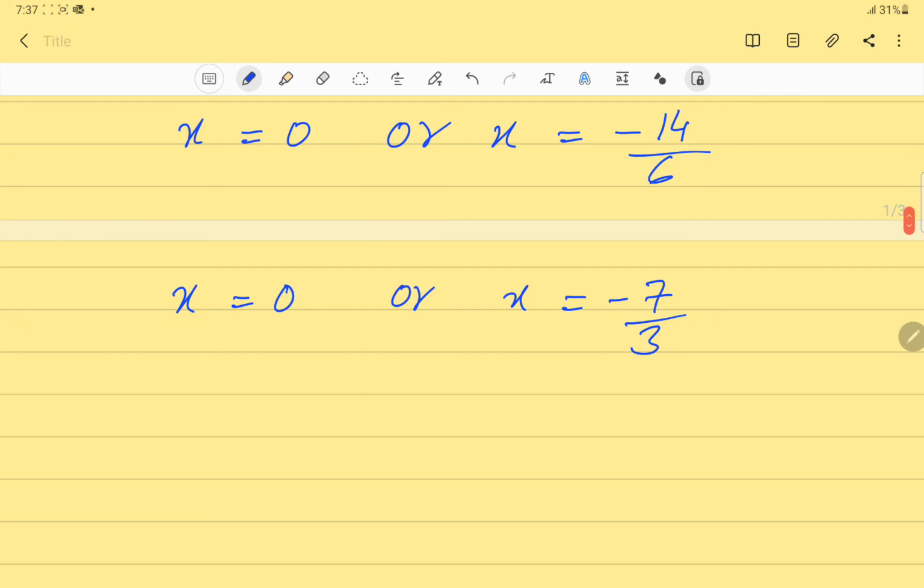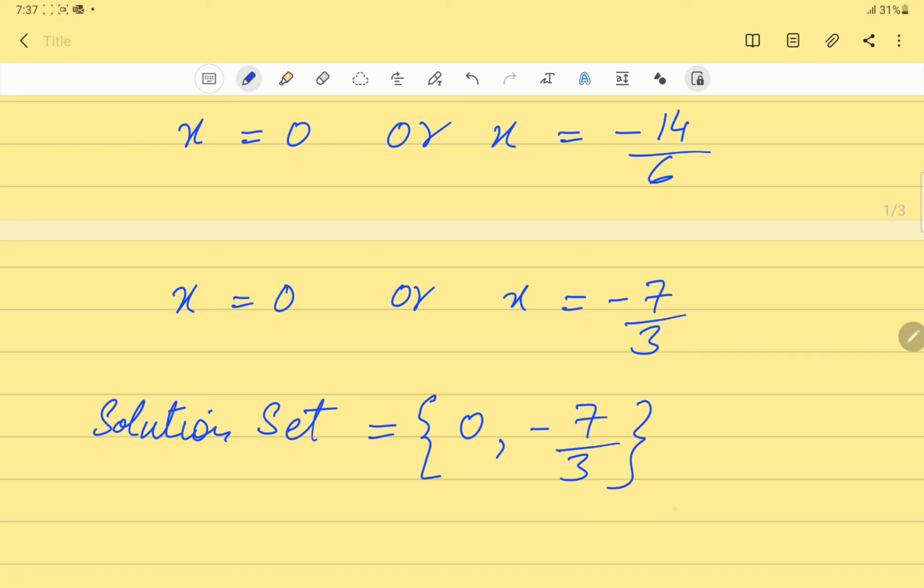So our solution set is equal to 0 and minus 7 over 3, which is the answer of this question.